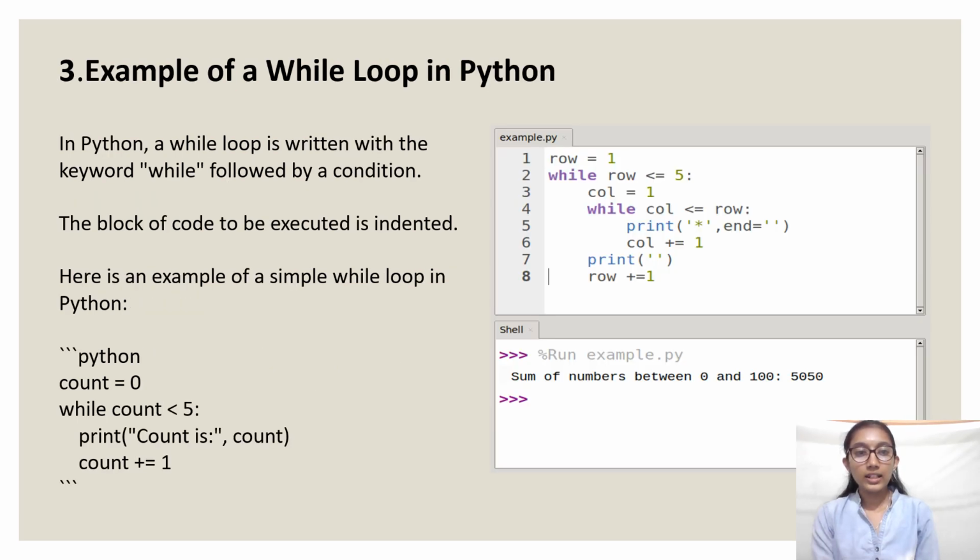Let us see the example of a while loop in Python. In Python, a while loop is written with the keyword while followed by a condition. The block of code to be executed is indented. Below we can see the example of while loop.